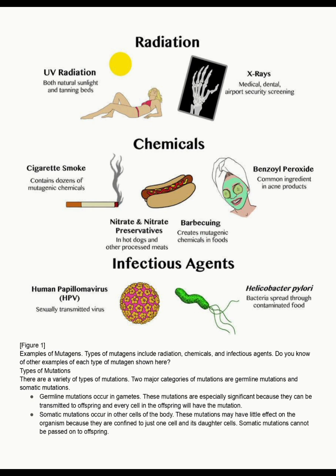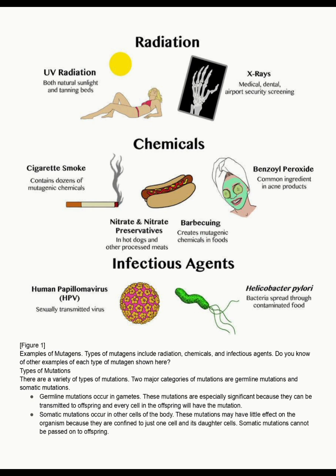Types of mutations. There are a variety of types of mutations. Two major categories of mutations are germline mutations and somatic mutations. Germline mutations occur in gametes. These mutations are especially significant because they can be transmitted to offspring, and every cell in the offspring will have the mutation. Somatic mutations occur in other cells of the body.